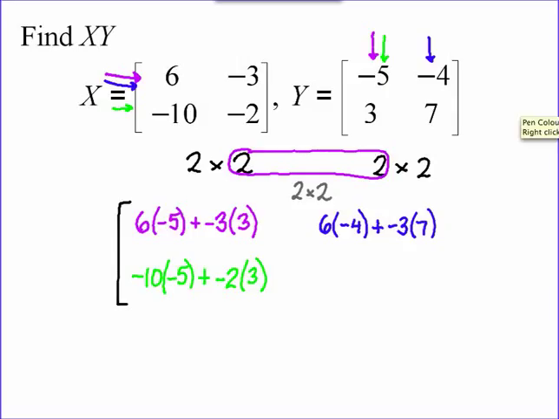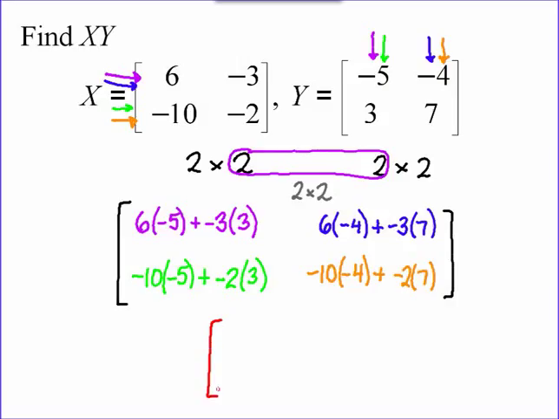Now what I'm going to do is take row 2 times what? Column 2. So I'm going to take negative 10 times negative 4, good, plus negative 2 times 7, good. So let's go ahead and put those in.